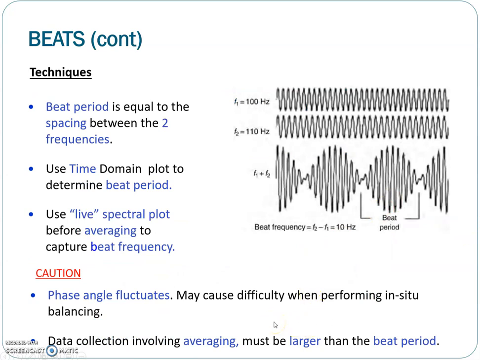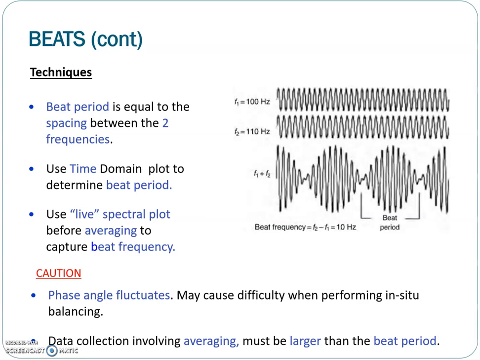Beating is basically the summation of two vibration signals that are very close in frequency. It will cause the amplitude of vibrations to fluctuate over time. When the amplitudes of two signals are in phase, the amplitude will be added up and become maximum. Whereas at one time, when the two signals are out of phase or in opposite directions, they will cancel out each other, leading to minimum amplitude.